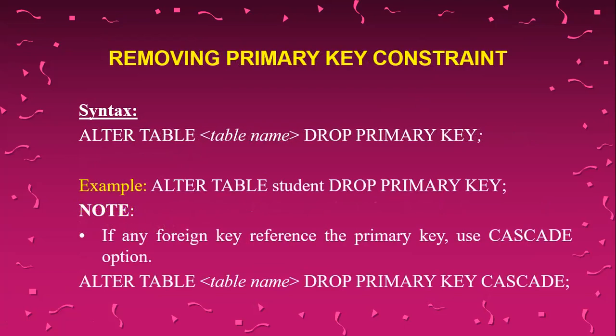And if I want to remove the primary key, what do we have to use? Alter table, table name, drop primary key. Automatically the primary key constraint will be removed from that particular column. The column will not be deleted; only that constraint will be deleted from that column.